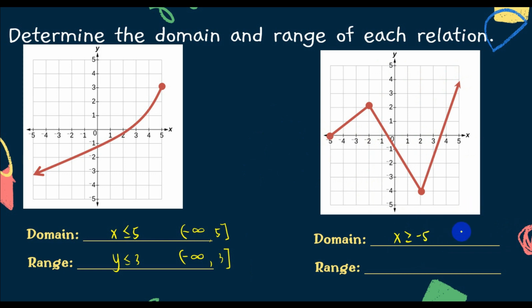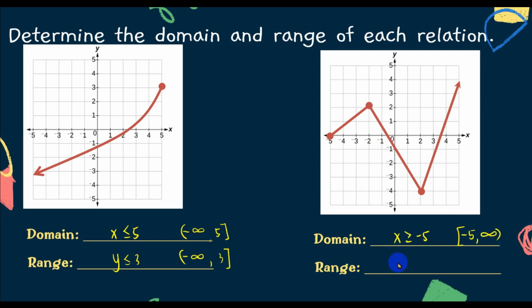Now, for the interval notation, negative 5 is included. So we're going to use the bracket. And again, because there is an arrow, we don't know where in the positive x values our graph will end. So this is positive infinity and it has a parenthesis as the closing.